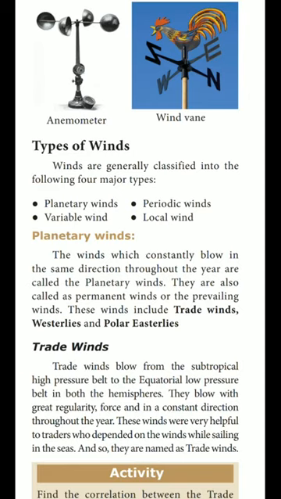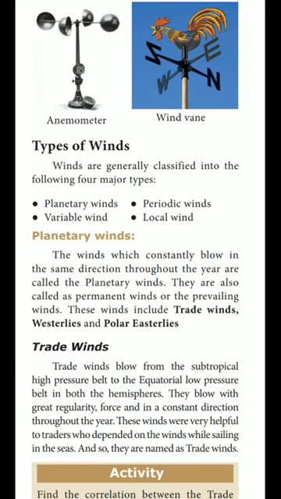So what are the types of planetary winds? There are 3 types of planetary winds. What are they? Trade winds, westerlies and polar easterlies. So one by one we are going to study about this. Listen, trade winds. First one is the trade wind.